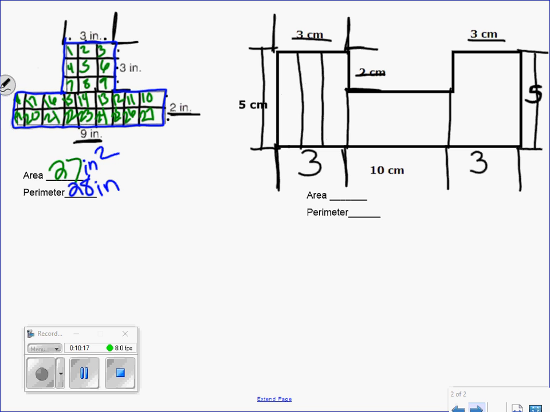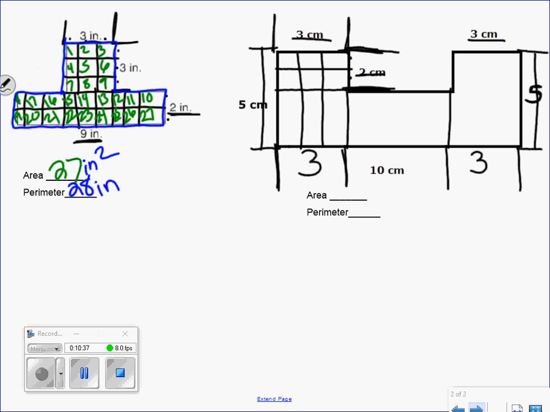Now, when I'm looking at this, I know that from here to here, there's 2. So I know I'm going to have this section divided into 2. So I'm going to kind of cut that section in half like that, and then do my line. So there I have 2 sections.